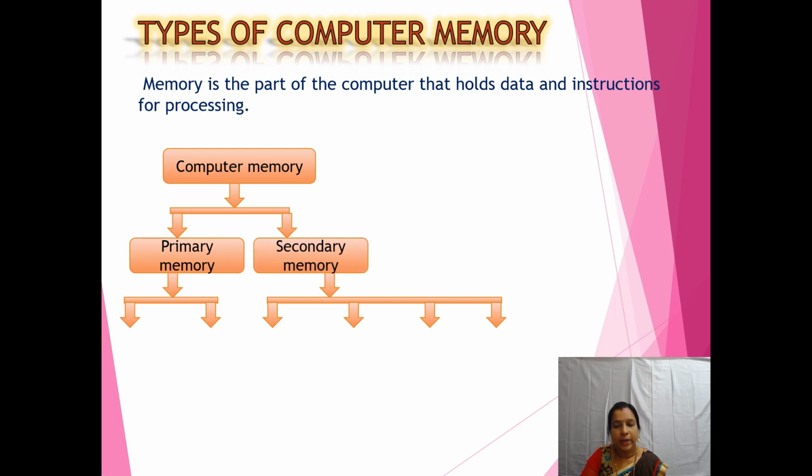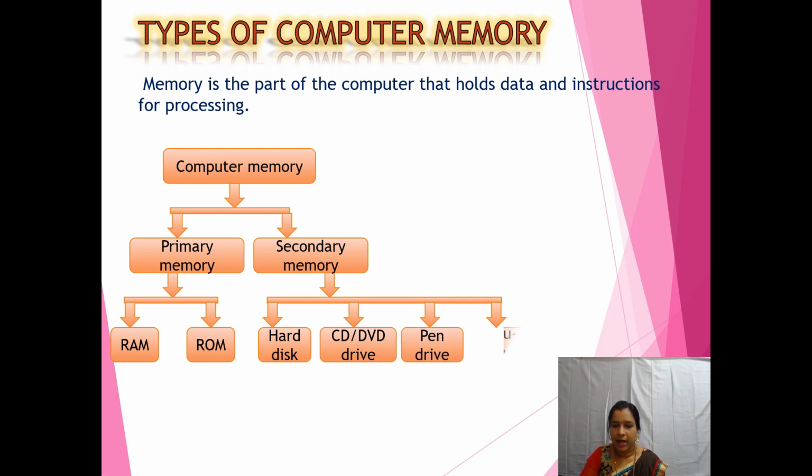Then again in primary memory, we are going to divide into two types, that is RAM, random access memory, then ROM, read-only memory. Then secondary memory, we are going to divide into four types, that is hard disk, CD or DVD drive, then pen drive, then Blu-ray disc. Next we are going to describe what primary memory and secondary memory are and their types.